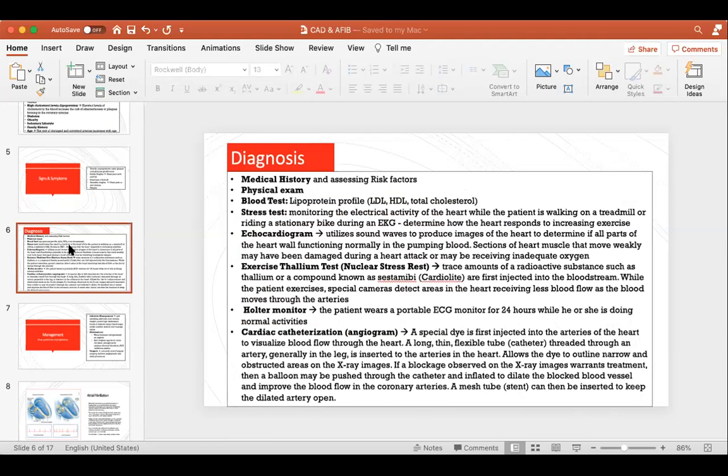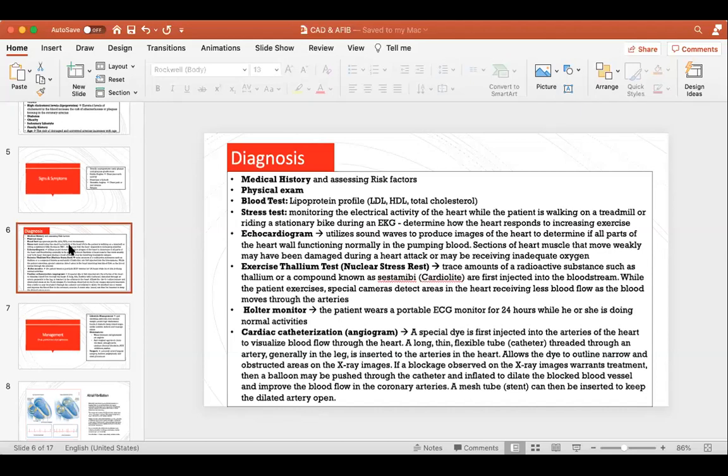So diagnosing: assessing the patient's medical history and their risk factors. For example, that's why in our dental charts, we always ask for family history of heart disease, because there's a correlation. Physical exams include cap refill testing, clubbing of fingers, checking the skin color of the patient, and swelling of extremities or the legs. Blood tests check lipoprotein profiles, the levels of LDL, HDL.